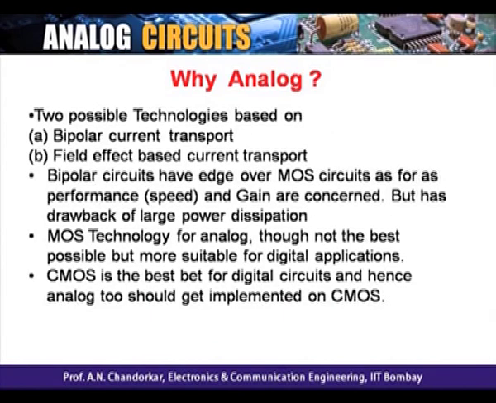There are two possible technologies with which analog circuits can be implemented: bipolar current transport, the bipolar transistors, or field effect based current transport, which is MOS transistors. Bipolar circuits have an edge over MOS circuits as far as performance or gain is concerned, but have the drawback of large power dissipation. Whereas MOS technology for analog, though not the best possible compared to bipolar, is much more suitable for digital applications. CMOS is the best bet for digital and hence analog too should get implemented on CMOS. Not that it is better, but that's the necessity.